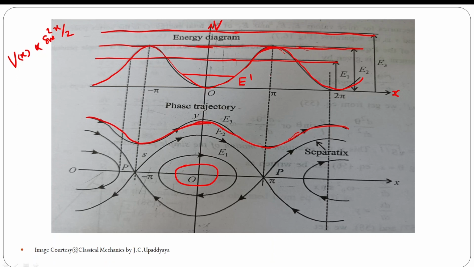So for energy less than E2, the motion is oscillatory, and for energies greater than E2, the motion is circular motion. Now at a particular value of energy E2, this is a phase space. You can see here this point P corresponds to a saddle point, O corresponds to a center or vortex, and this trajectory separates two kinds of motion. One is oscillatory and the other is circular. So we call this the separatrix.